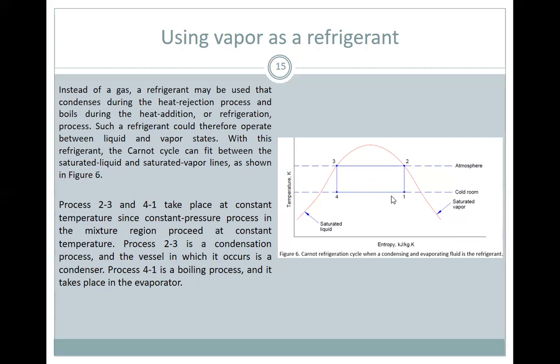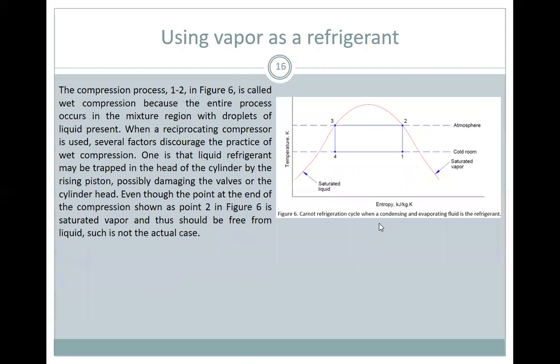Pag sa power plant ang tawag doon is boiler. Diba? High temperature is boiling. This is below cold room. The compression process 1 to 2 in figure 6 is wet compression because the entire process occurs in the wet mixture region with droplets of liquid present.